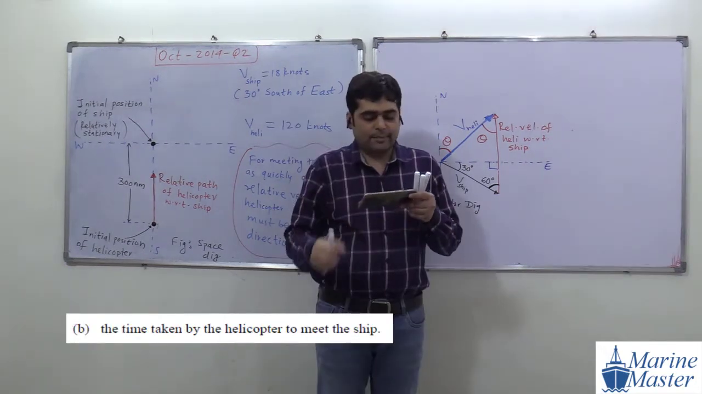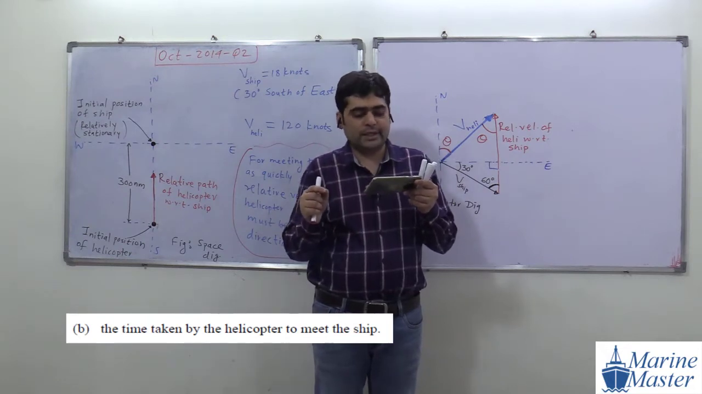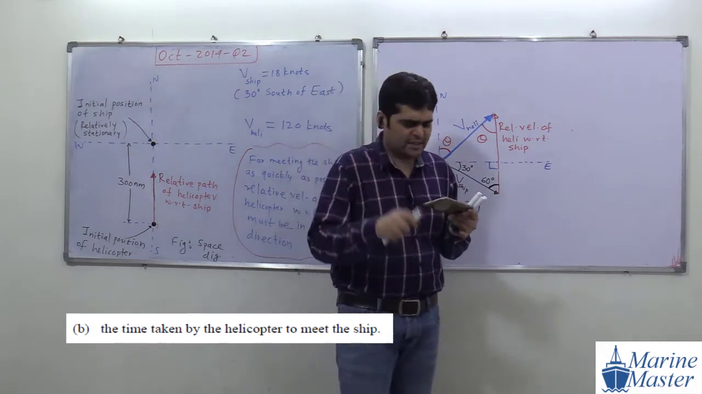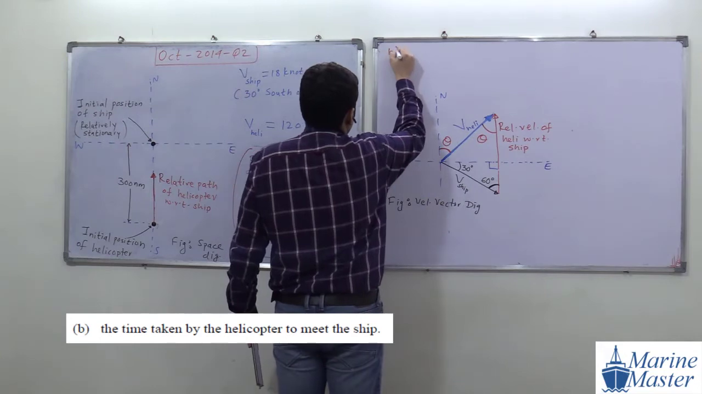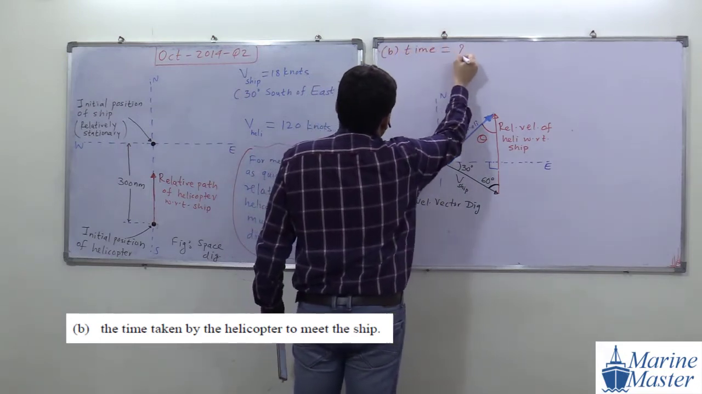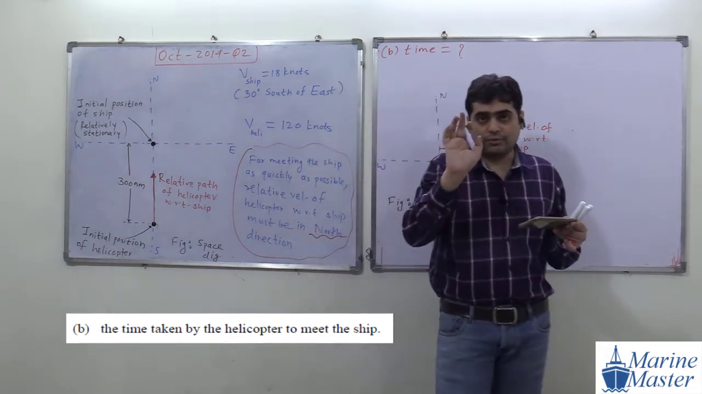What is the target in the B part, guys? What they are asking us is the time taken by the helicopter to meet the ship. It is a very simple part, not that difficult. So in the B part our target is to find out the time. Try to see the scenario here. What we have to find out is time.